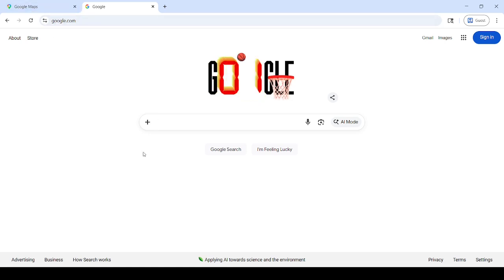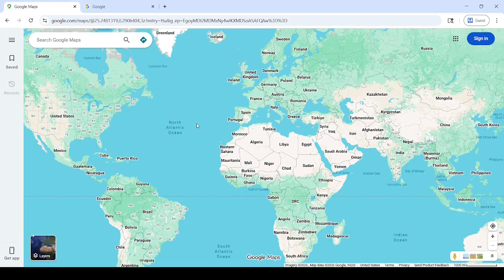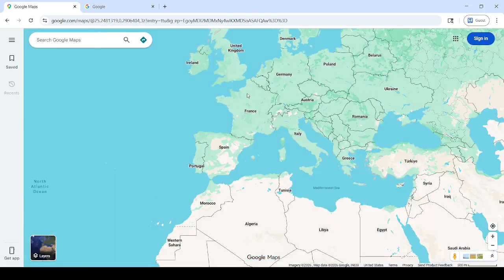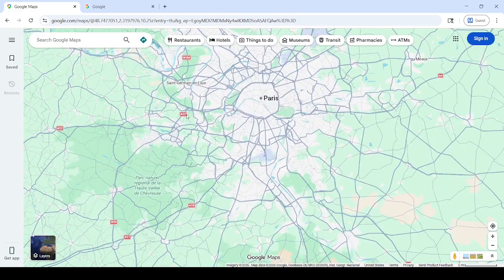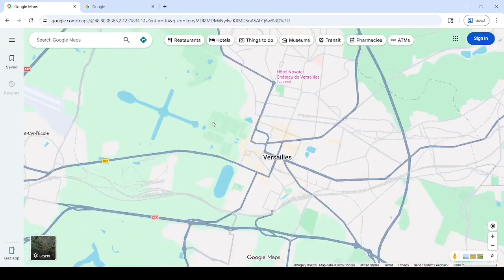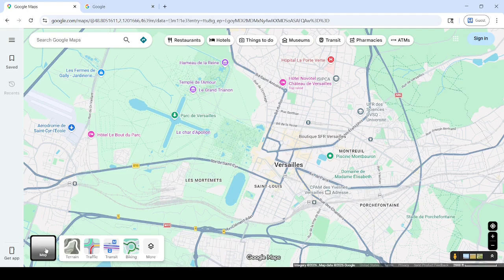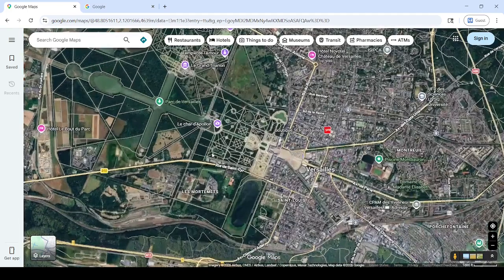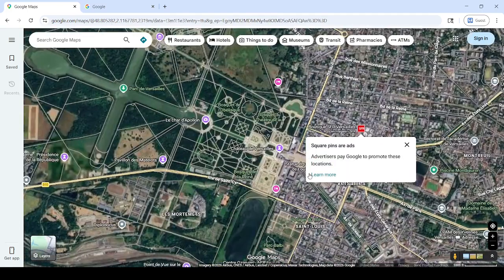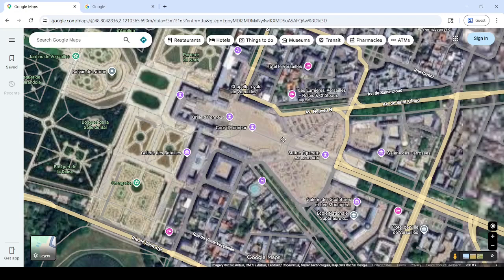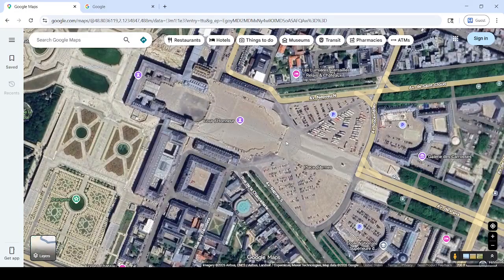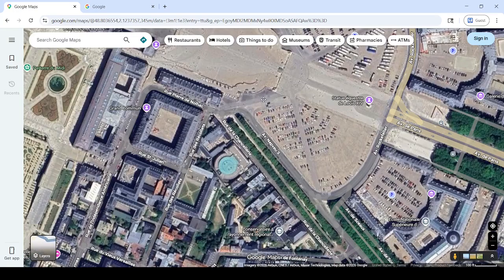So, the first thing that I like to do whenever doing something that's in real life is go to Google Maps. And from here, I go to wherever the real life site is, in this case, Versailles, just outside of Paris. And we're going to take a look at some of the different ways that I research for my building projects. Now, the Palace of Versailles has extensive gardens, an extensive park, and a whole city around it. So there's quite a lot to take in.